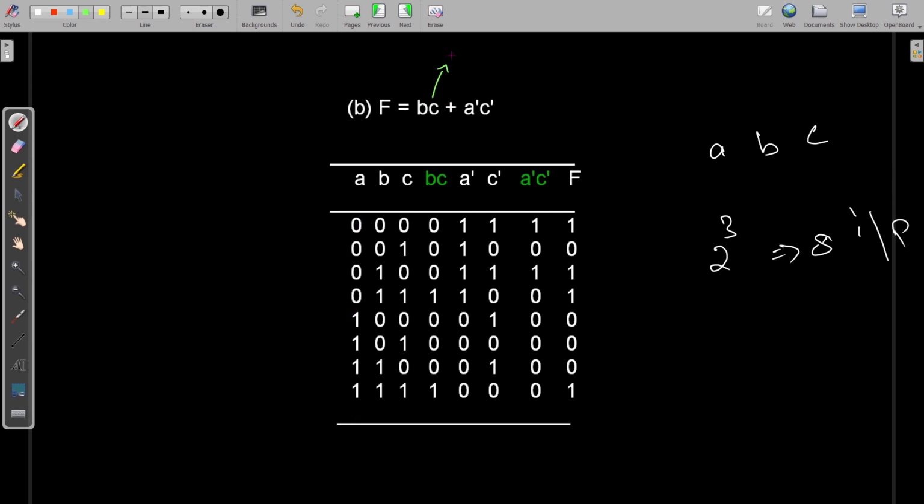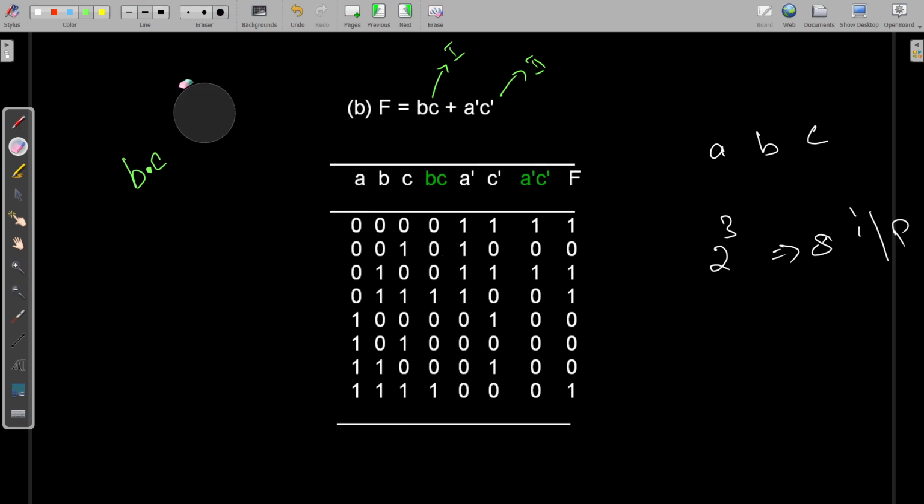Here we have two terms. This is our first term and this is our second term. The first term consists of B and C ANDed together. So we have to perform the AND operation for this B and C. Frame another column: 0 dot 0 we get 0, 0 dot 1 we get 0, 1 dot 0 we get 0, 1 dot 1 we get 1. Again 0 dot 0 we get 0, 0 dot 1 we get 0, 1 dot 0 we get 0, 1 dot 1 we get 1. Like this we form this BC column.